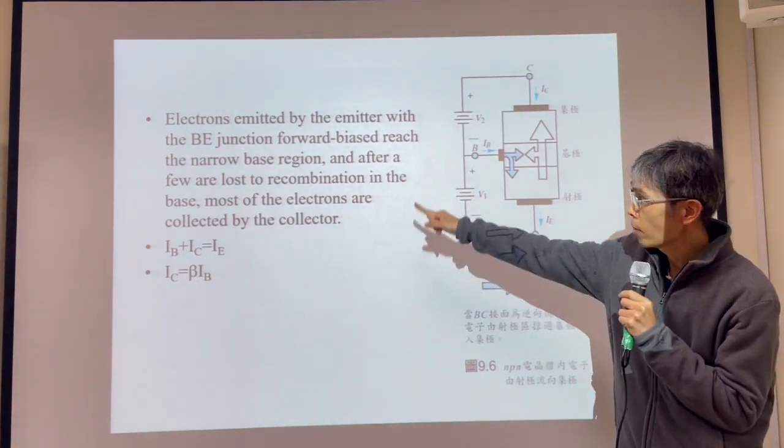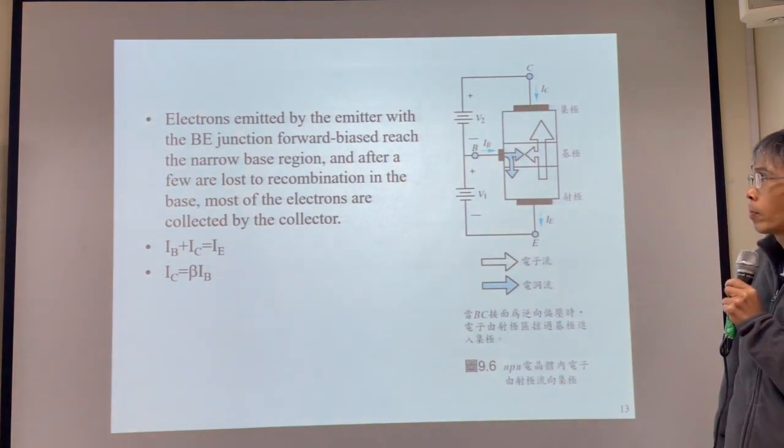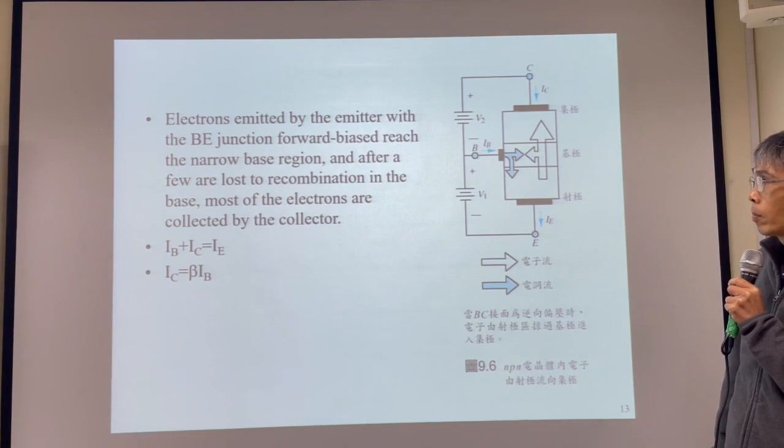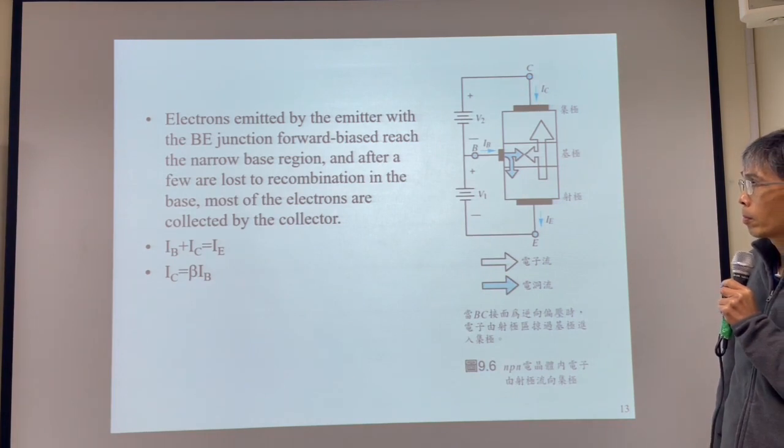Electrons emitted by the emitter with the BE junction forward biased reach the narrow base region, and after a few are lost to recombination in the base, most of the electrons are collected by the collector.